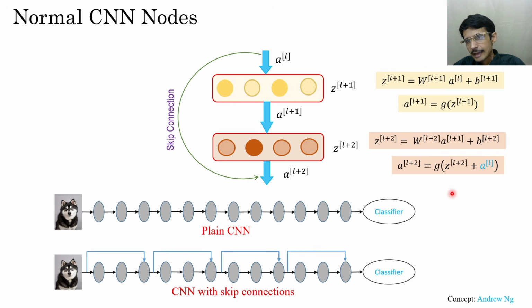This is A of L, that is being added to this Z of L plus 2. And then we put a kind of activation function. So that's exactly what we have seen in the previous slide. This is plain CNN, and this is the mathematical expressions to understand what this skip connection is doing. Okay.